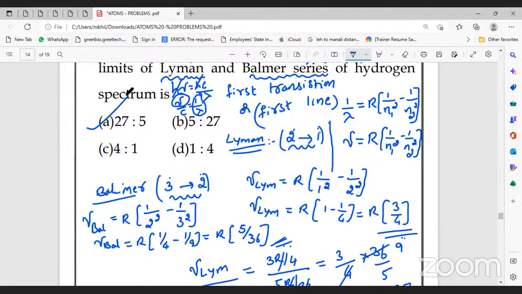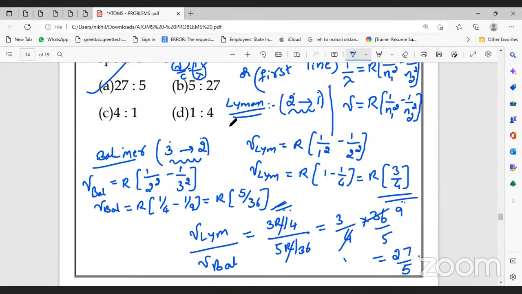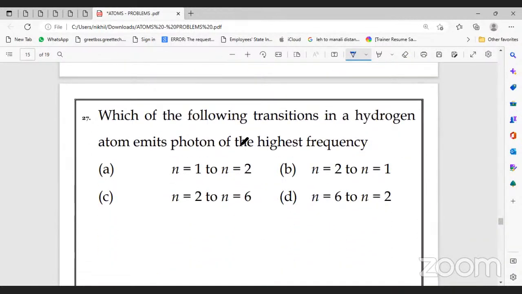I hope you understood this problem, students. They are expecting you to find the frequency ratio for the Lyman series to that of Balmer series, which is equal to 27 is to 5. So option A is the right answer. You got it? Let us move on to the next problem.